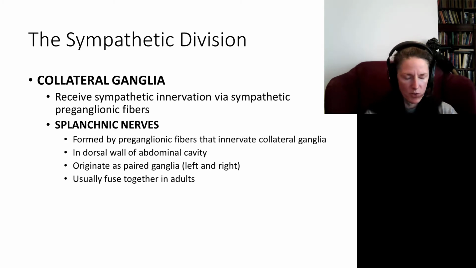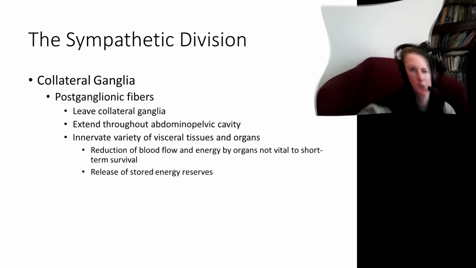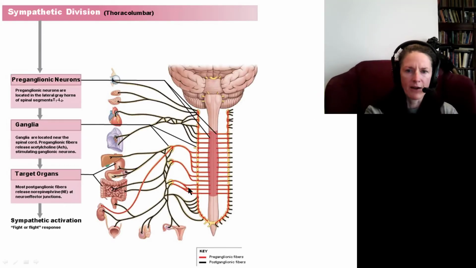The ones that go to the superior mesenteric ganglion are called the lesser splanchnic nerve. And the ones that travel to the inferior mesenteric ganglion are called the lumbar splanchnic nerves. We will also see that we have some other nerves that are going to be postganglionic fibers that will innervate sacral and lumbar structures.